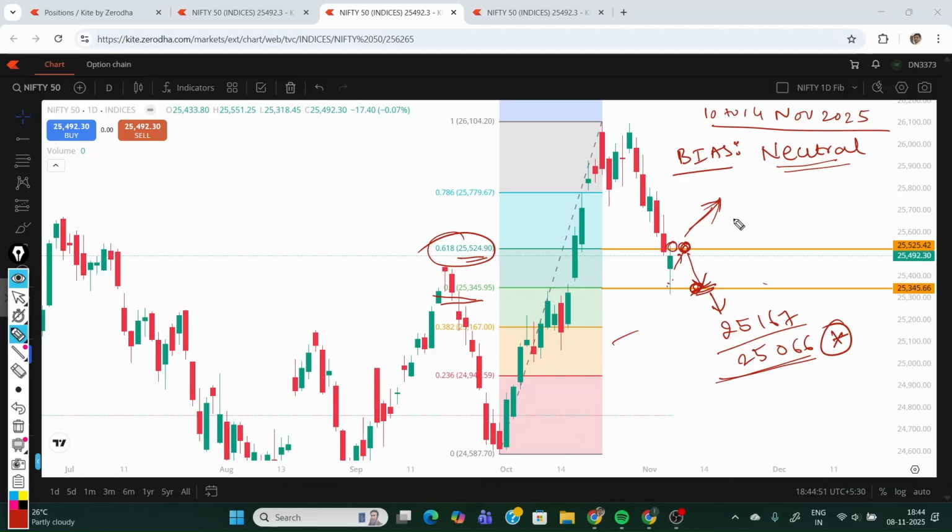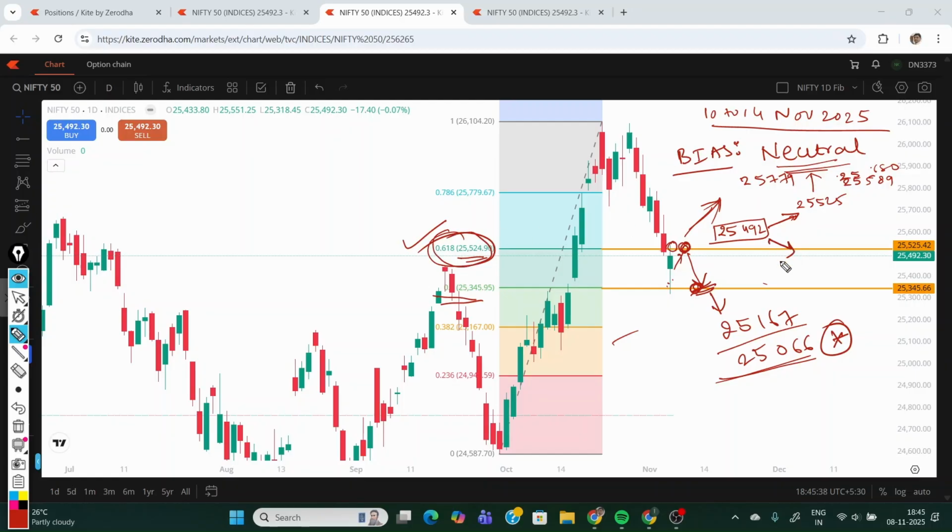So where we are now, 25,492 where we closed. Upside movement is 25,525, the Fibonacci level. Breach and sustenance would call for a big move towards 25,779. On the way, you would also see 25,589 and 25,680. So these are the levels on the upside in case the 0.618 retracement is taken out.